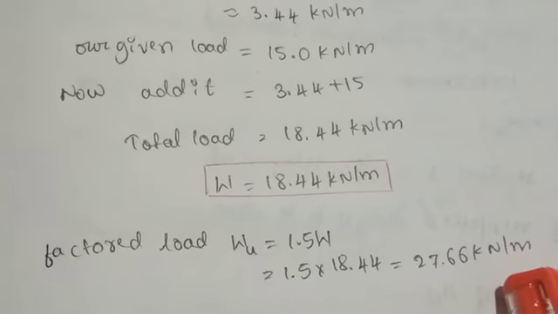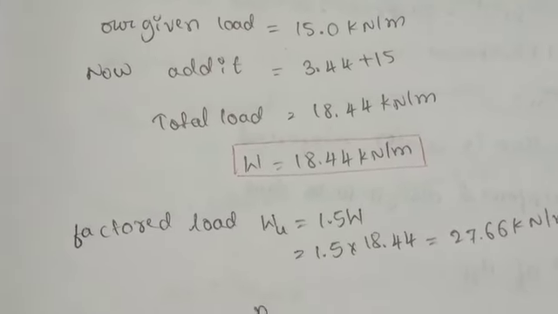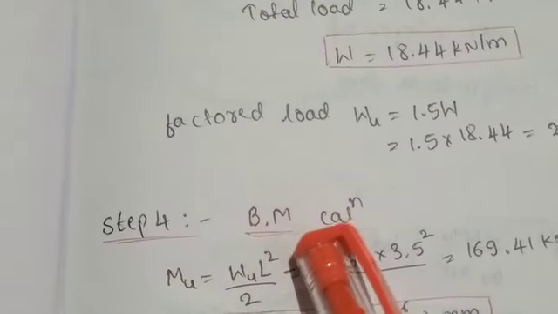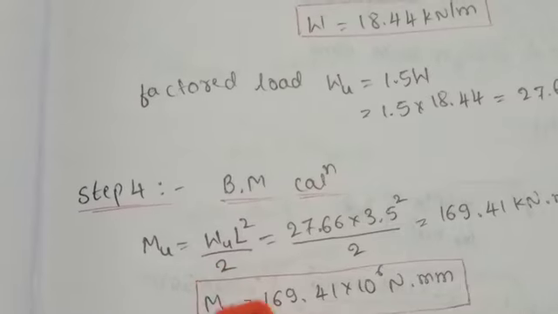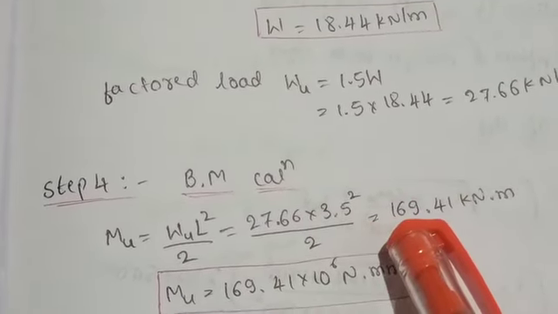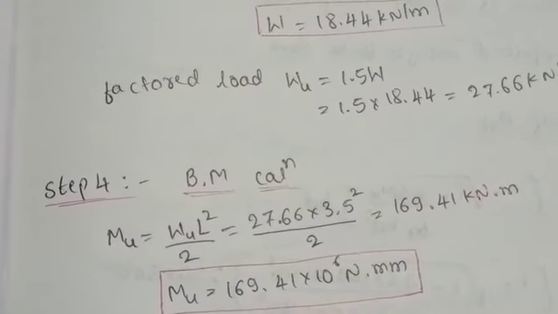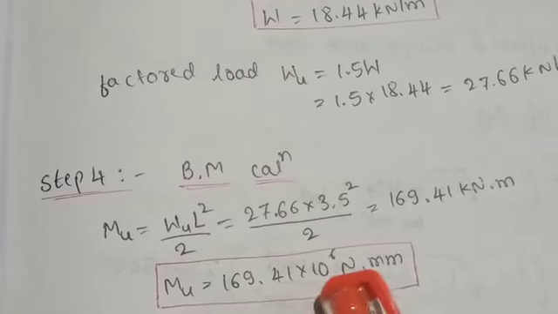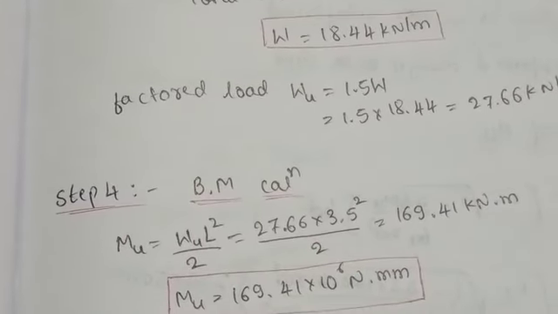After this, we'll go for the calculation of the bending moment. For a cantilever beam, we have the formula Mu is equal to WL square divided by 2. Substitute all the values, simplify this, we'll get 169.41 kilonewton meter. In terms of mm, Mu is equal to 169.41 into 10 to the power of 6 newton mm. This is how we calculate the bending moment.